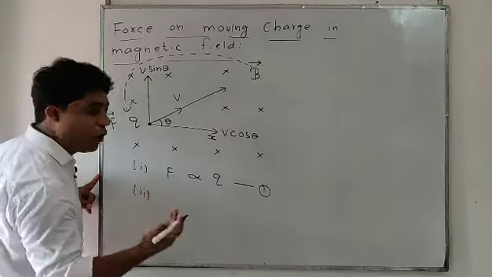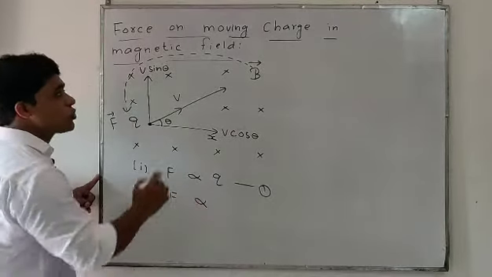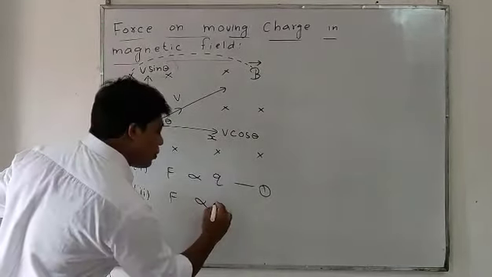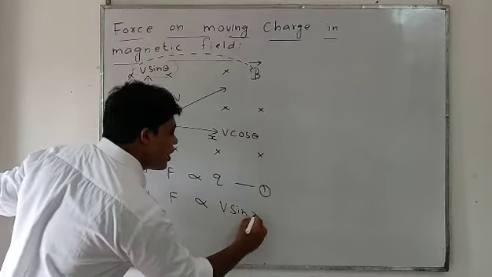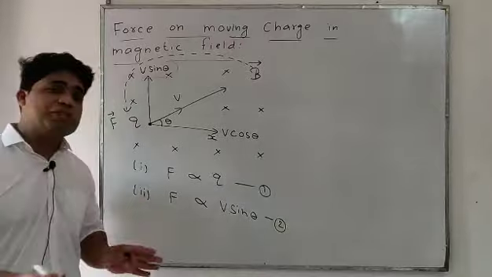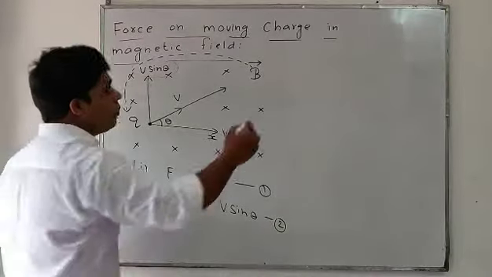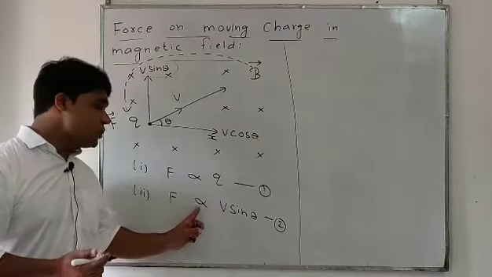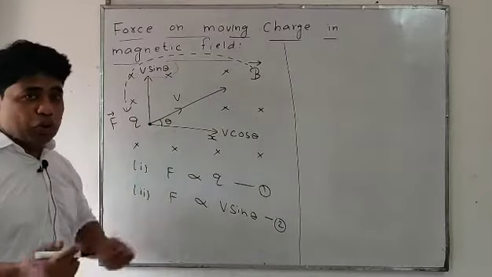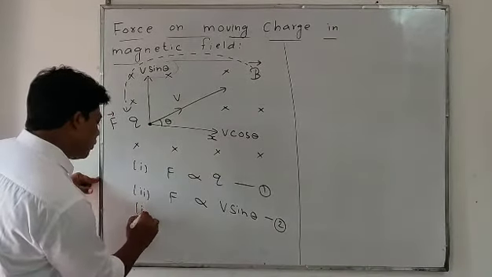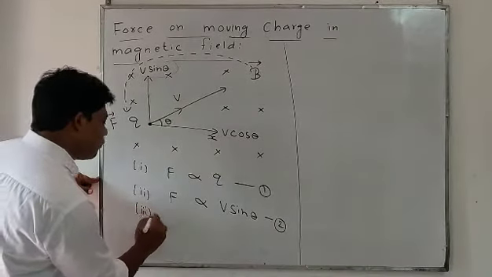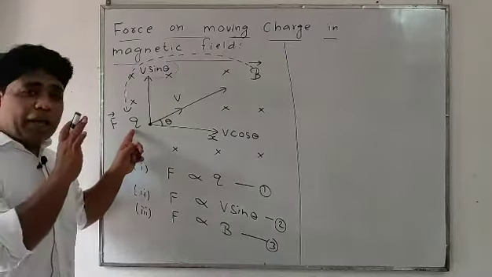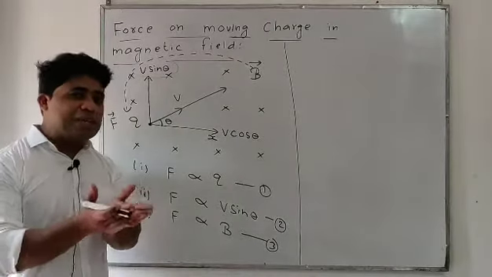Secondly, Lorentz found force is directly proportional to the vertical component of velocity, F proportional to v sin theta. He got all these by experiment, by observation. Force is directly proportional to the magnitude of charge, and to the vertical component of velocity. Finally he found force is directly proportional to the magnitude of the magnetic field, its intensity. For strong magnetic field, it exerts more force. For weak magnetic field, it exerts less force.